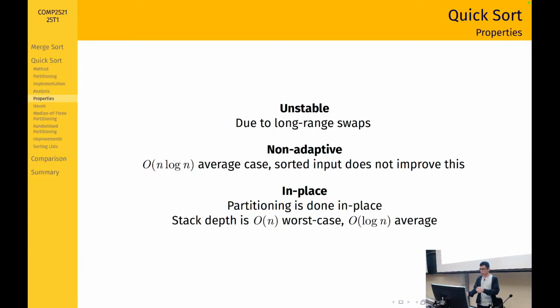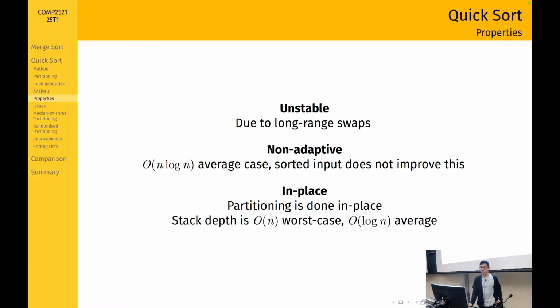Okay, so in terms of stability, quicksort is unstable, and that's because, like selection sort, it performs long-range swaps. And that means it is likely that you'll end up swapping an element over another element that has the same key, and that would make it unstable.